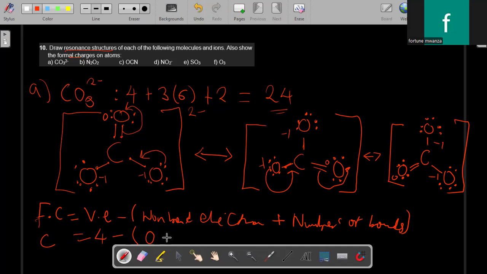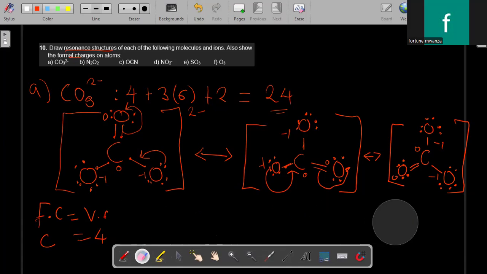Then plus the bonds. You can see that the carbon here is forming 4 bonds, so that's 4. So the central atom carbon will have a formal charge of 0. This is having a formal charge of 0, same for this one, 0, and this one, 0. So this is how you can come up with the resonance structure and how to calculate the formal charges of these molecules and ions.